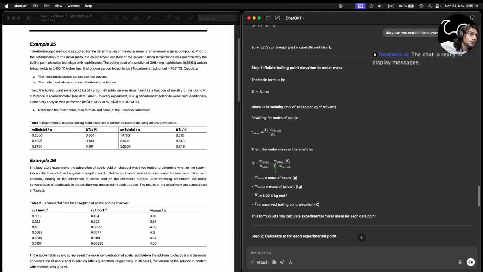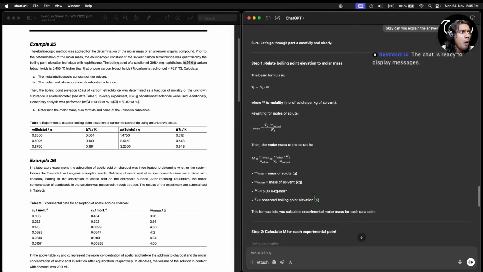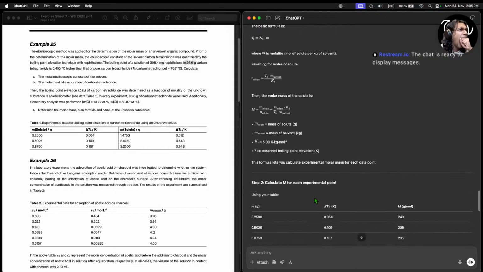Number of moles can be changed to this. So the given mass of solute divided by molar mass, over the given mass of the solvent. Why is it kilogram? Why? KB, okay. Calculate M for each experimental point. Mass of solvent, I think we have it, right?